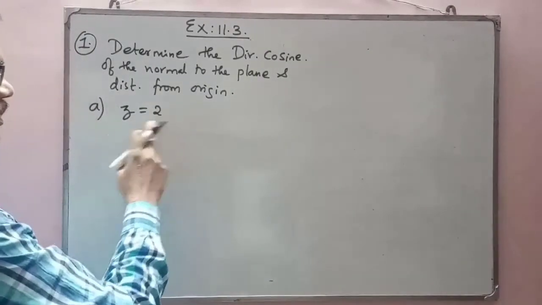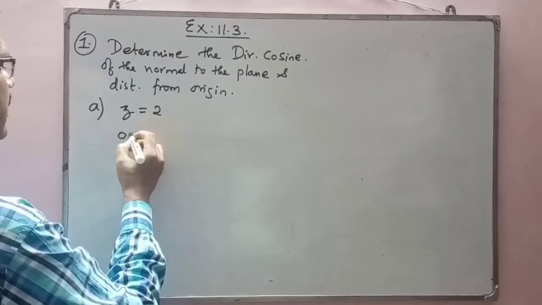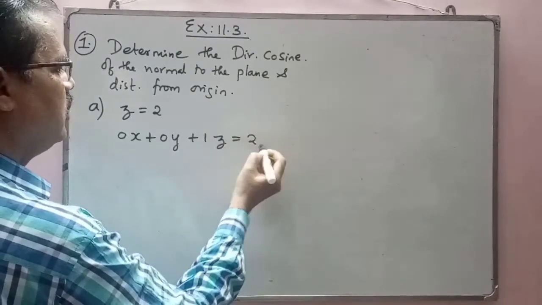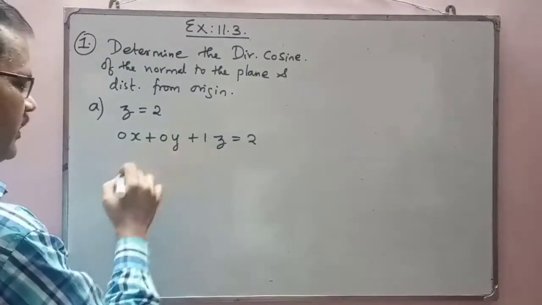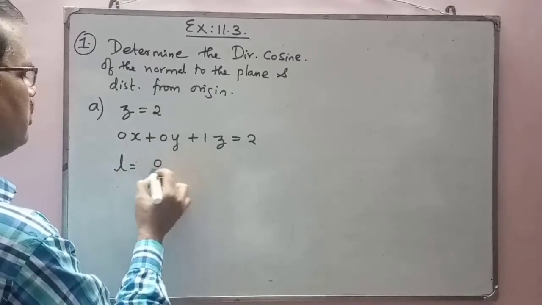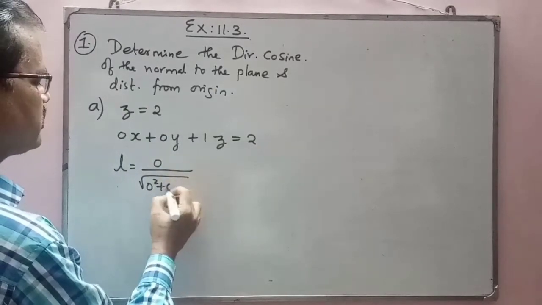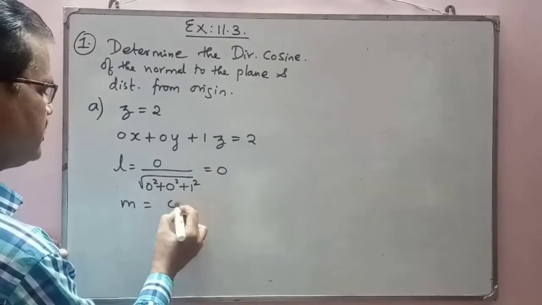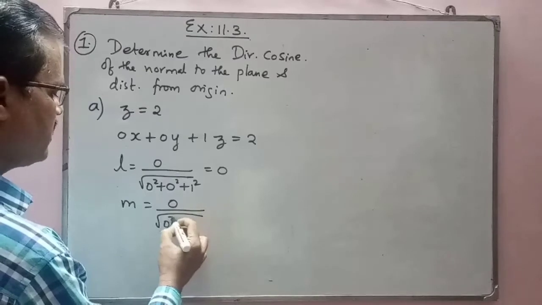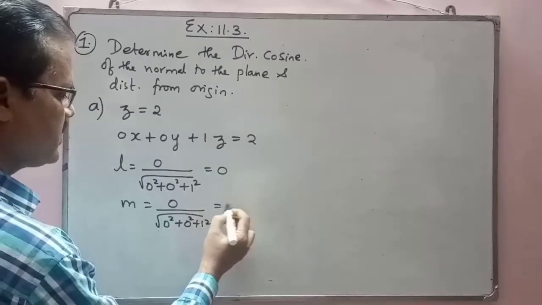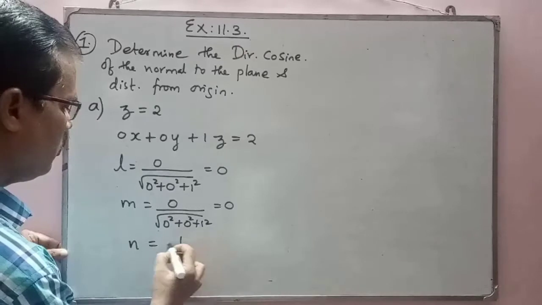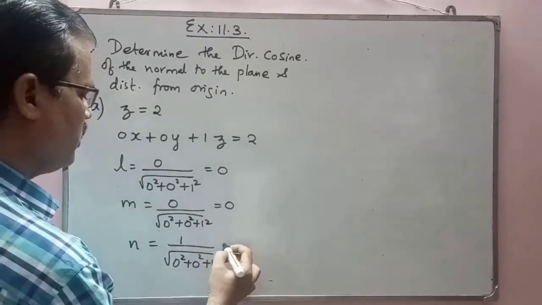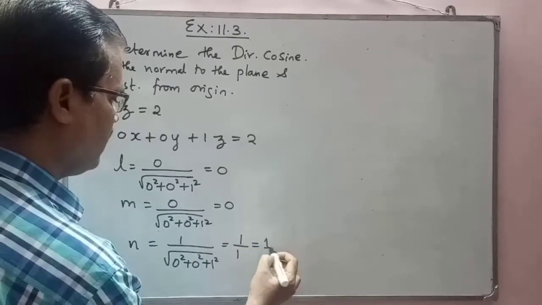Let us look into this question. It is given as z equal to 2. So we will write it as 0x plus 0y plus 1z equals 2. Now we can identify the direction ratios and find the direction cosines. L is equal to 0 by root of 0 square plus 0 square plus 1 square, so this is 0. M is again 0 by root of 0 square plus 0 square plus 1 square, which is again 0. N is equal to 1 by root of 0 square plus 0 square plus 1 square, so you have 1 by 1, which is 1.